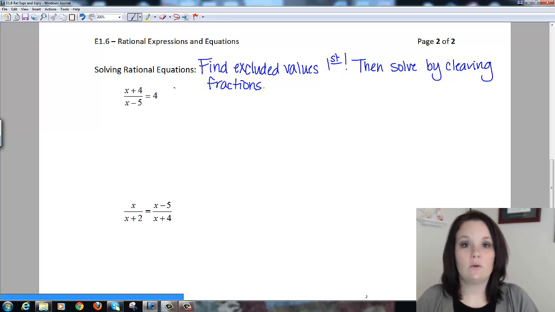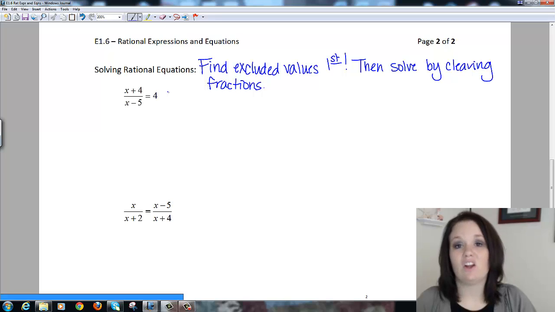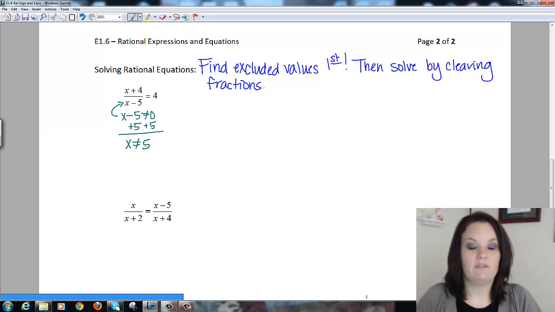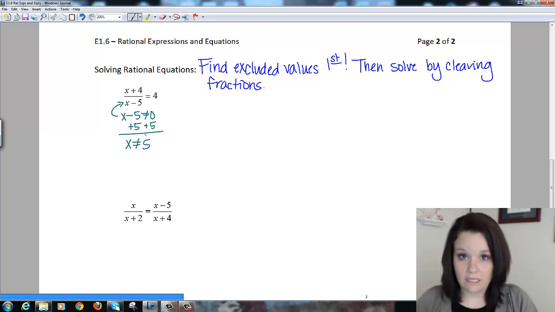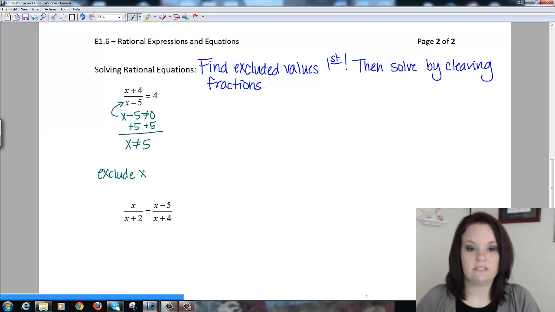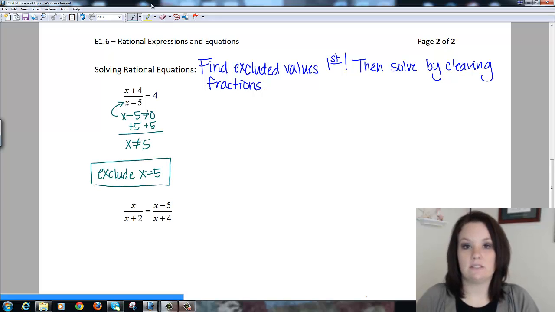Okay, so the first thing I want to do is look at all my denominators and figure out what would make them 0. So when I look for my excluded value here, this means x minus 5 cannot be 0. So if I move my 5 over by adding, that tells me that x cannot be 5. And that is the only denominator I have, which means that I'm going to exclude from my possible solutions x equals 5. Okay, so now that I know what my excluded values are, I can go ahead and solve this.